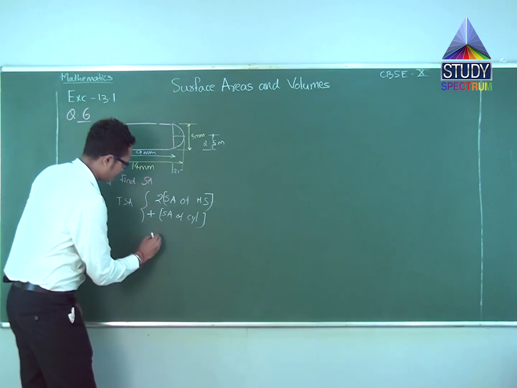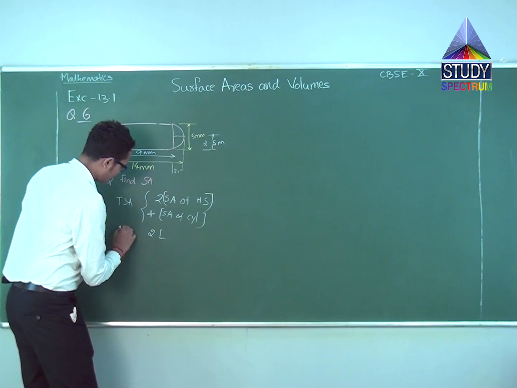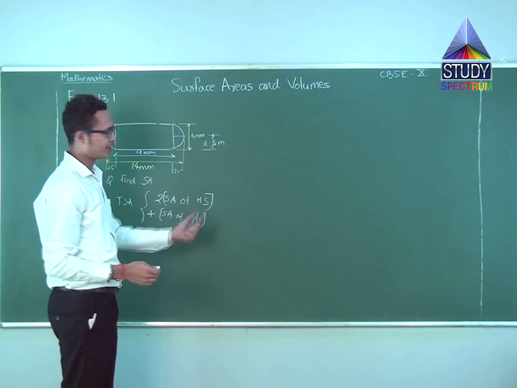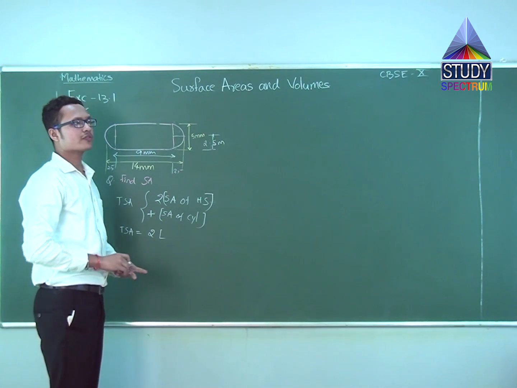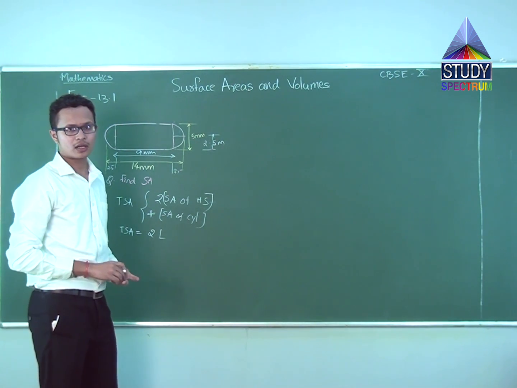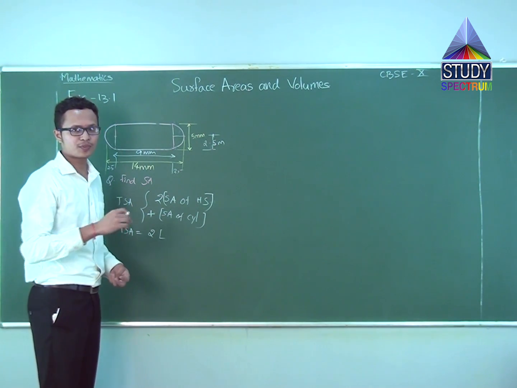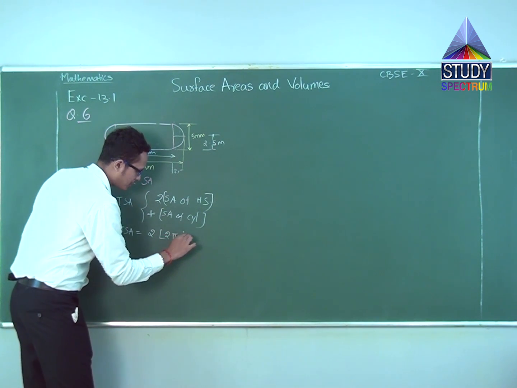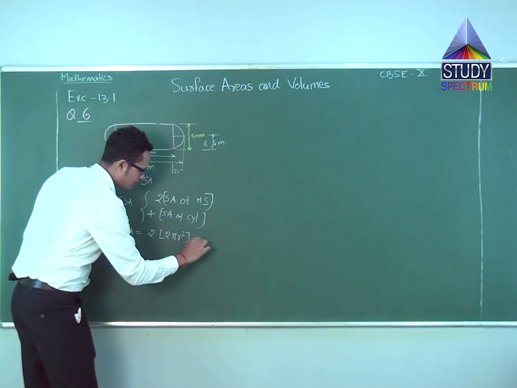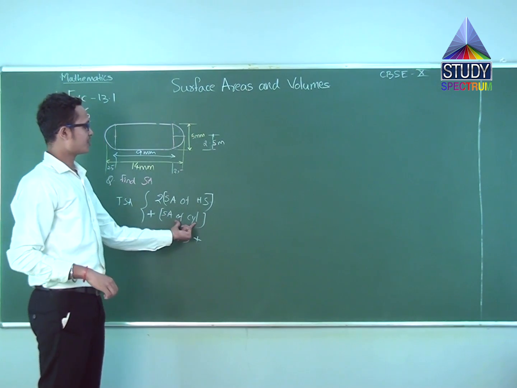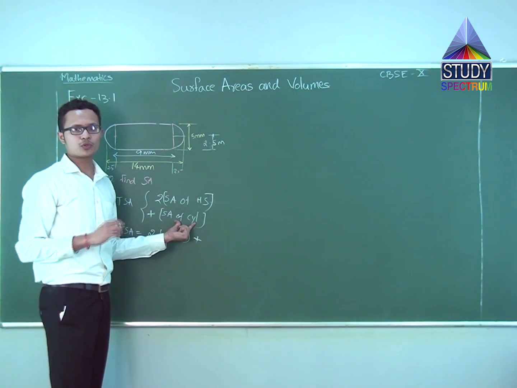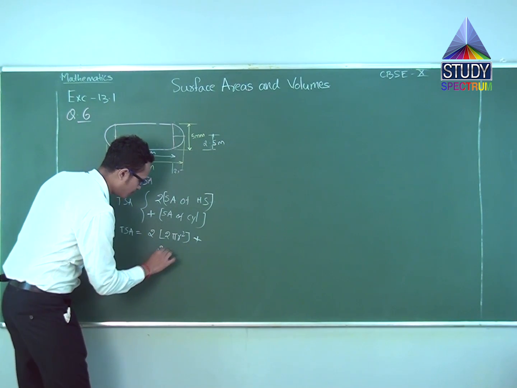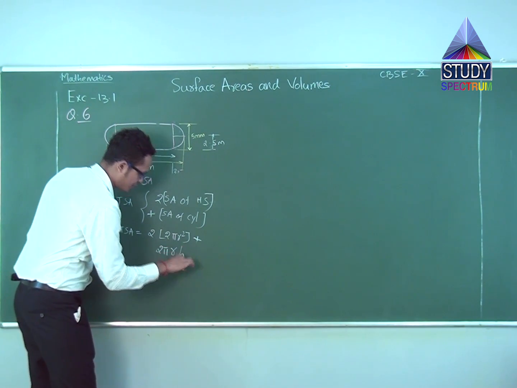Let's write the formula now. TSA equals 2 into surface area of hemisphere. I know surface area of sphere is 4 pi r square. Half of 4 pi r square is 2 pi r square. Just write it here, 2 pi r square, plus surface area of the cylinder. What is surface area of the cylinder? 2 pi into r into h. That is surface area of the cylinder, 2 pi r h.